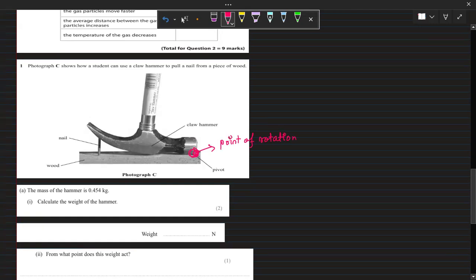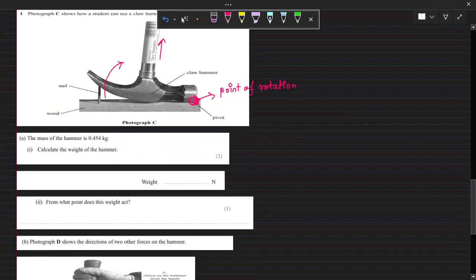Right? Pivot is what? Point of rotation, right? Now, if you pull that hammer upward, what will happen? This will twist. That means this will take a turn. So the turning effect of force is called moment. Okay, so you will apply that concept here.